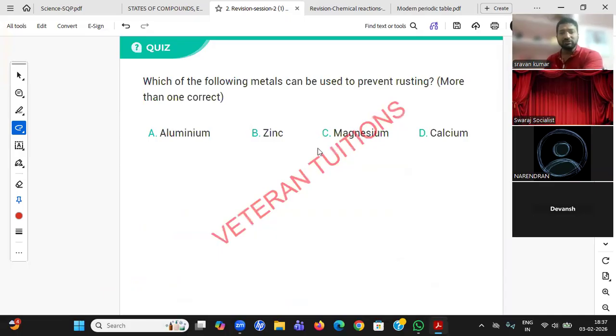Which of the following metals can be used to prevent rusting? More than one correct. Everybody should answer. Aparna, Avdan, Ayana, Devansh, Harshini, Janavi, Karthik, Maya, Megha, Narendran, Ponnappa, Rujuta, Shayan, Shrugal, Tanish, Tanushri. I should get 16 answers, and one answer in my WhatsApp.